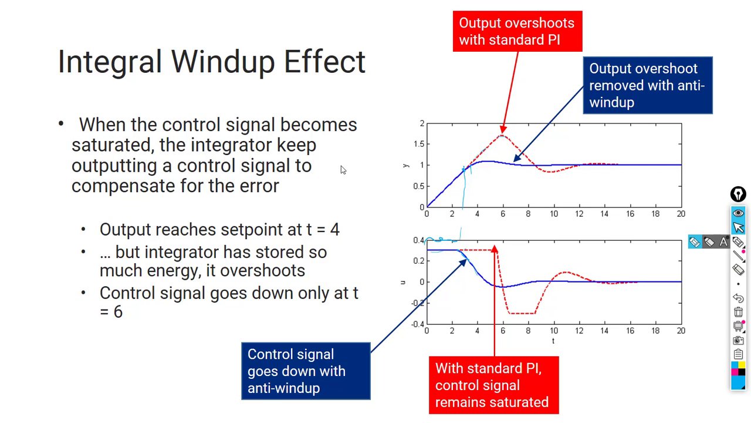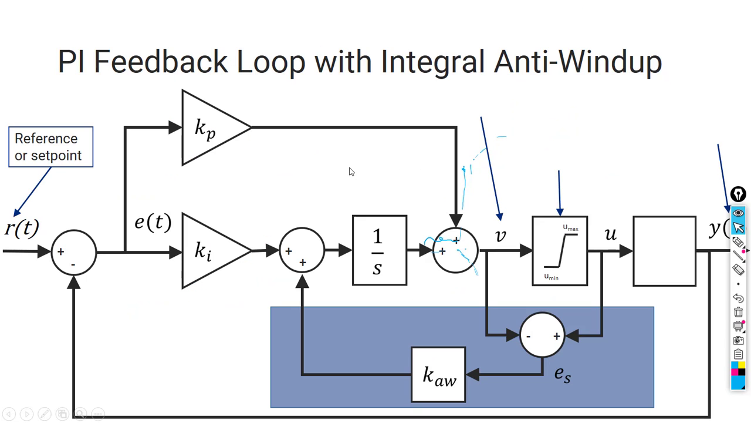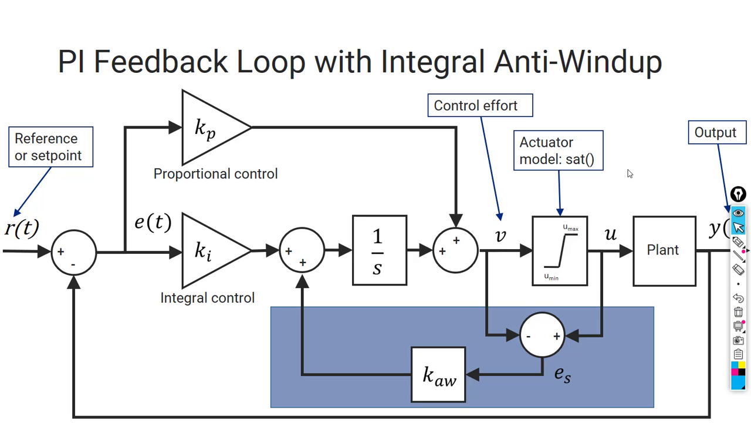So there are three ways to implement this anti-windup. Here we'll see the first method. It's based on observation. So what we do, that's my actuator. I take the control signal, V in this case, and U, the output of your actuator, and I differentiate them.